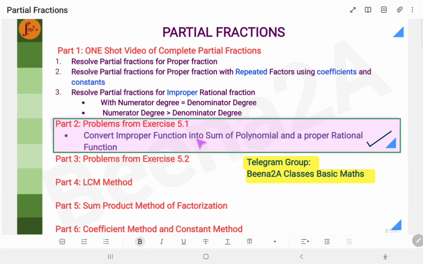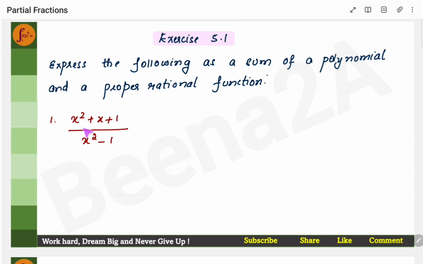Hi everyone. In this video we'll go through problems related to partial fractions where we have to convert an improper function into a sum of a polynomial and a proper rational function. So here's the first problem. First we have to check if it's a proper rational function or an improper rational function.